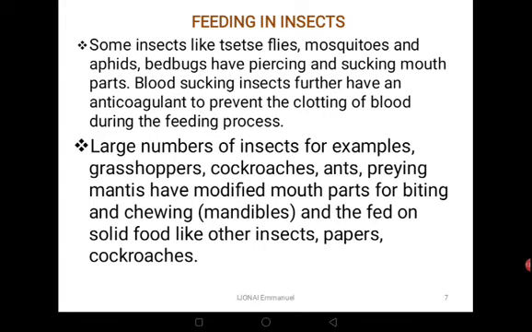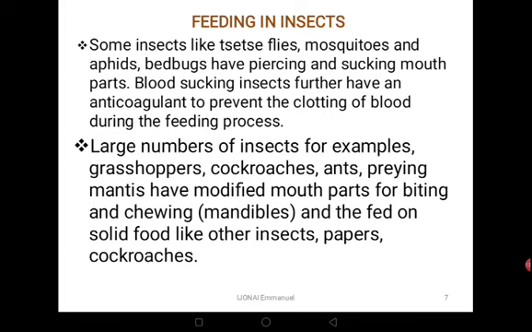Then we have the next one. We have a large number of insects, for example, grasshoppers, cockroaches, ants. You remember the termites, praying mantis. These ones have modified mouth parts for biting and chewing. Those mouth parts are called mandibles. And they feed on solid food like others. They feed on peppers, like cockroaches feed on peppers. Others feed on grass, like grasshoppers, and so on and so forth.